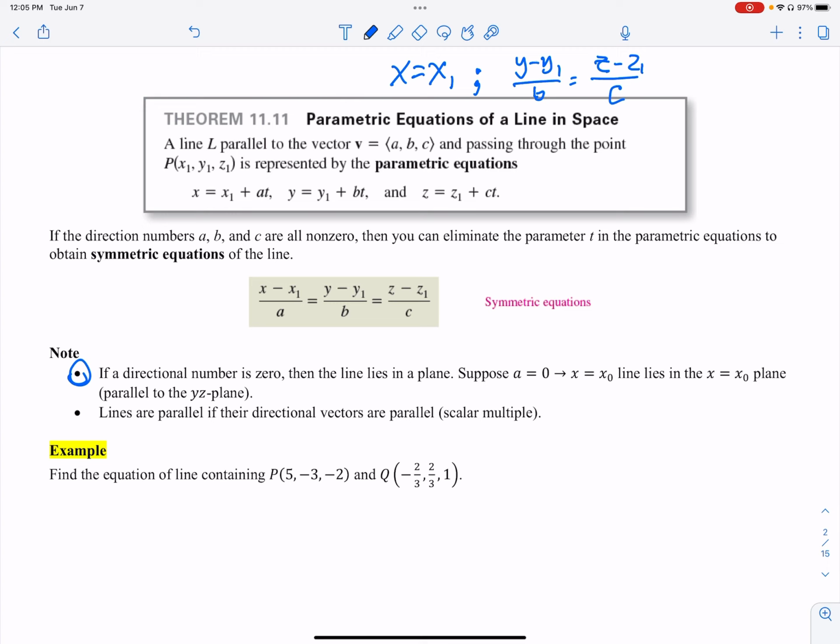Lines are parallel if the directional vectors are parallel. So if we want to know if two lines are parallel, then we need to find the directional vectors of both lines. If they are scalar multiples of each other, then they are parallel.